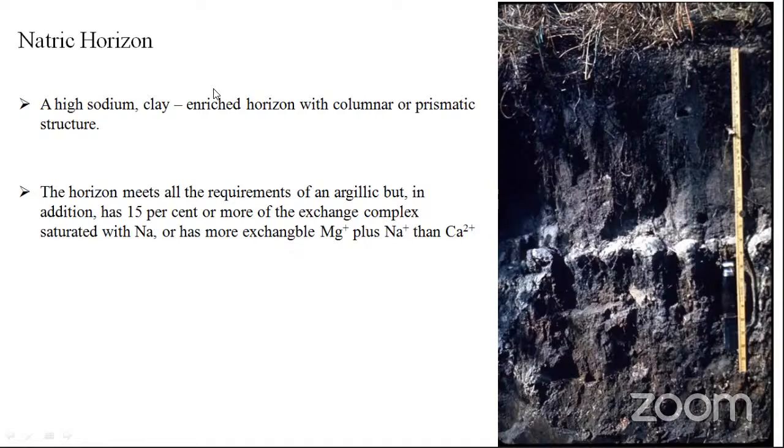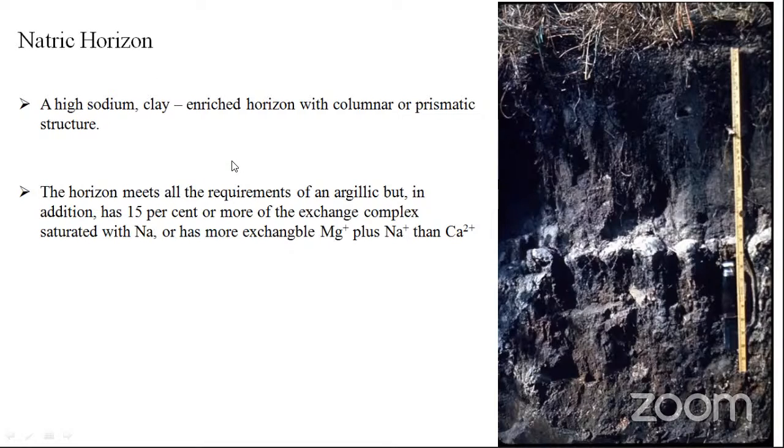Natric means sodium dominated. So mostly it meets all the requirements, students. It is quite similar to the argillic, but the only difference is that it has more than 15% exchangeable complex saturated with sodium and has more exchangeable magnesium, sodium, and calcium. So the base saturation is very high when compared to the argillic. That is a major difference. So this is called the natric. Natric means it is a sodium-dominated horizon.